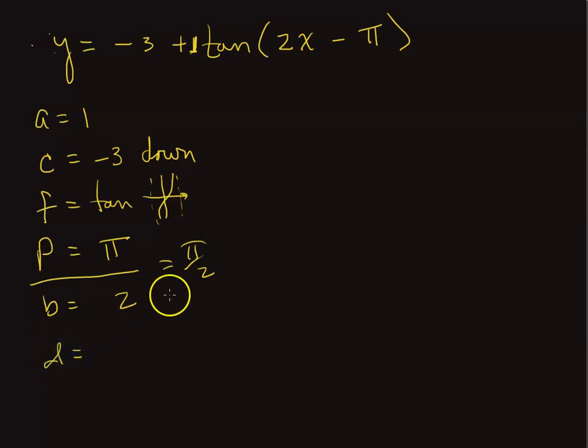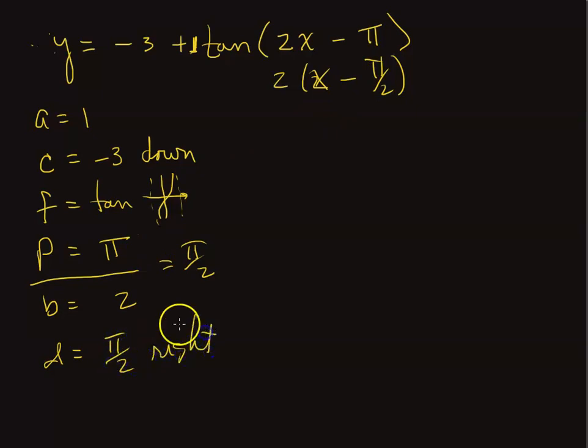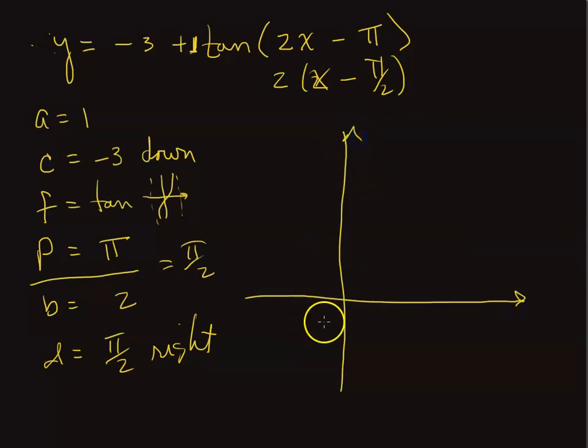D, once again, you got to be careful. You got to factor out this 2. Oops, this is an x. And if you factor, you divide, so this is really pi over 2, and subtraction is pi over 2 to the right. So down and to the right. Well, I won't be able to do this. 3 down. That is our new center.